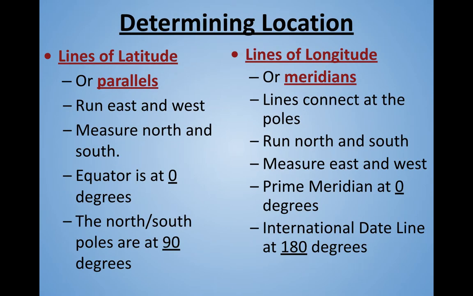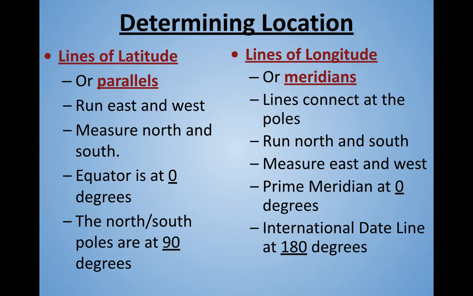So, determining location. The lines of latitude, like I said, are the flat, parallel, horizontal lines across the globe or map that you're looking at. These are also known as parallels. They run east-west, but they measure north-south. So the equator is right in the middle, at 0 degrees. The equator basically cuts the Earth in half, and anything north of that is considered the northern hemisphere. Anything south of that is considered the southern hemisphere.